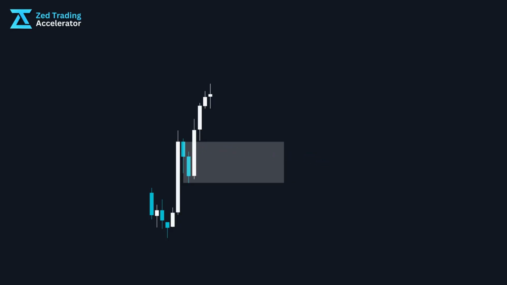And here we want to see price respect the mean threshold of the order block. So what is the meaning of the mean threshold? It simply means the 50% of that order block, the midpoint of that order block. For us to see if the price will really respect that order block, we want to see price respect the mean threshold of that order block. We don't want to see a candle body close at this mean threshold.